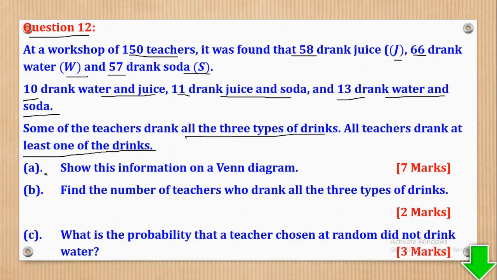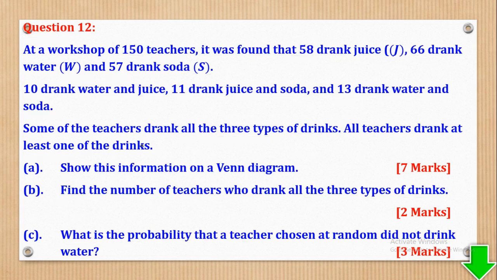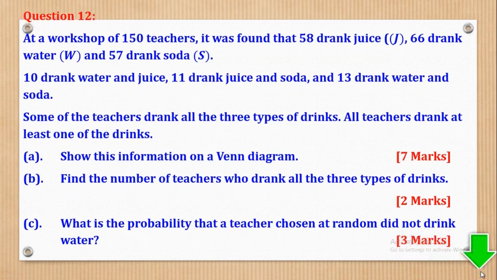So we shall see what each means. Part A, show this information on a Venn diagram. Part B, find the number of teachers who drank all the 3 types of drinks. And part C, what is the probability that a teacher chosen at random did not drink water? Know that word, did not drink water. So we are going to start with part A.